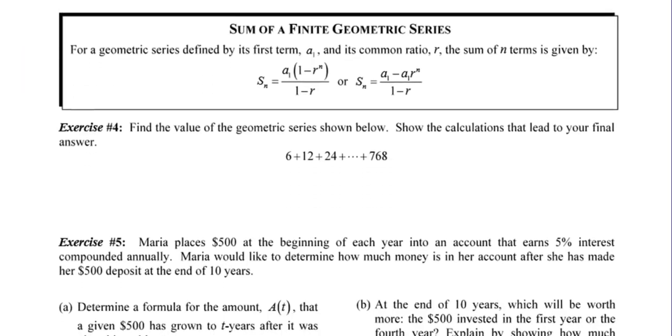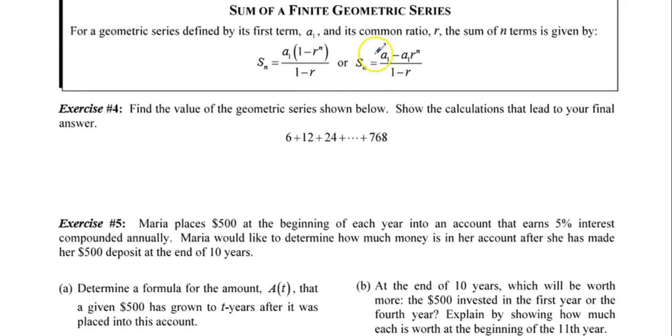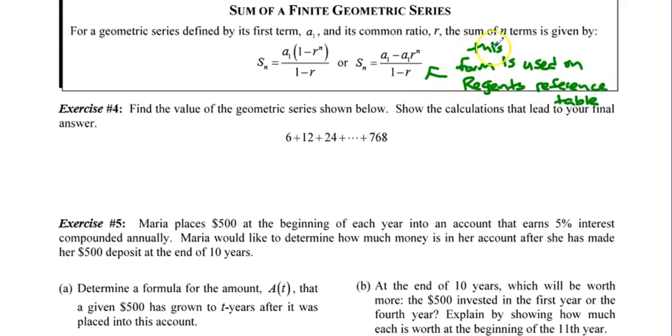All right, so at this point, we have these 2 forms, which we figured out on the other side. Again, this one, you might want to make a little note. This is the form that's provided on your Regents reference table. So let's use it. This one says, find the sum of this series. Okay, cool. So let's dive in. We want to know the first term. We want to know r. We want to know what n is, right?